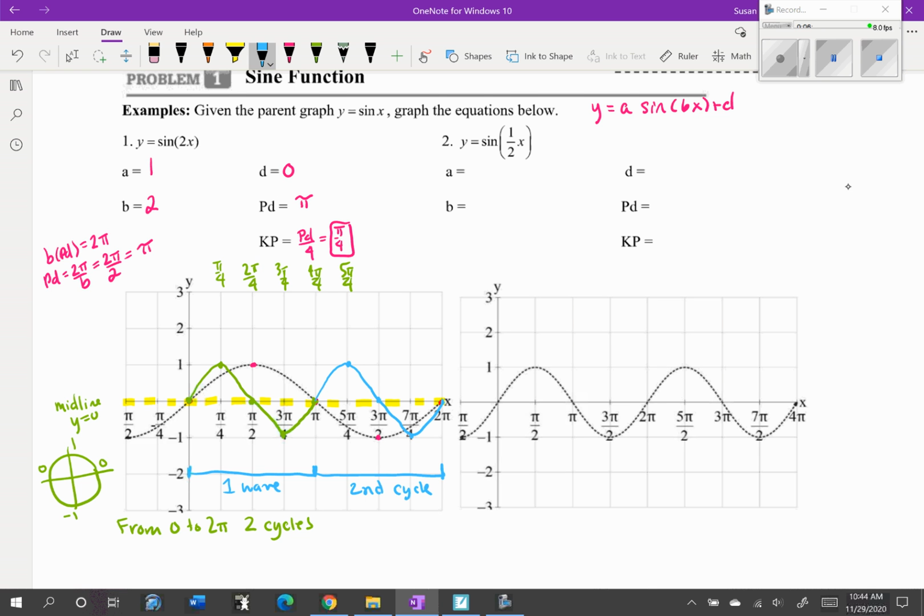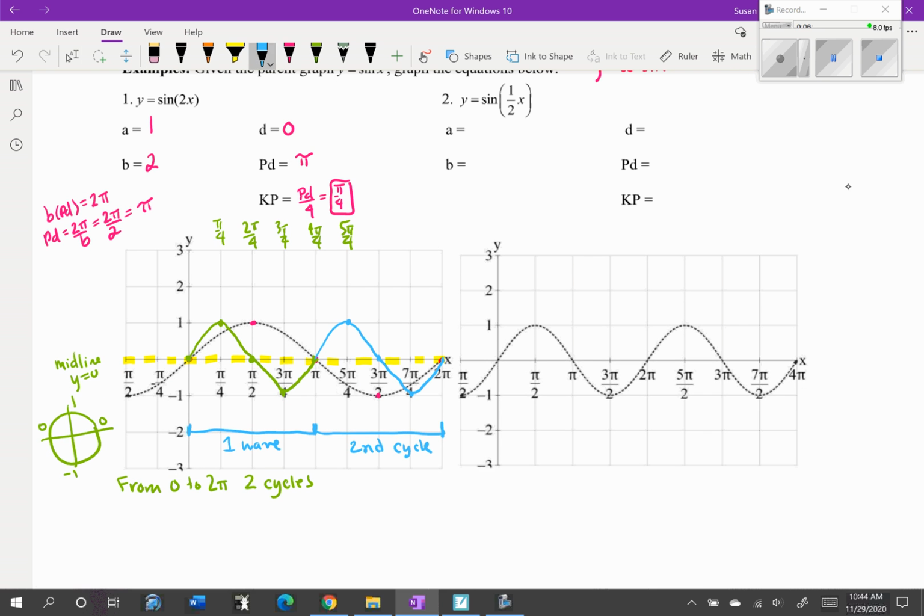So notice what happened from our parent graph. The parent graph is that dotted line. Notice that it has horizontally compressed. So that's why it's opposite thinking when you have these values here. So again, since our b value is greater than 1, that is a horizontal compression by, in this case, the absolute value of 1 over your b. So the absolute value of 1 over b is just 1/2. So again, to get that, that's the absolute value of 1 over your b. So b again is 2.